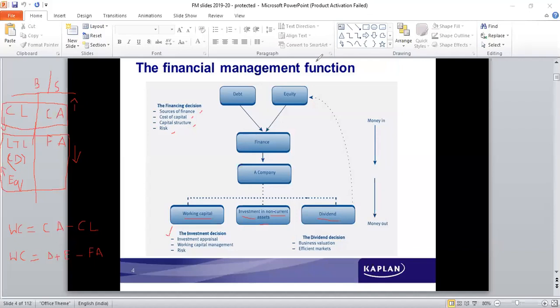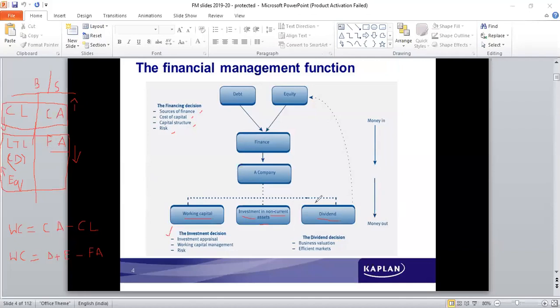Okay, and the risk which is involved in these investments. Coming to non-current assets, they are fixed assets. So you understand that non-current assets are fixed assets. Then we have the next part of the management function, which is the payment of dividend.